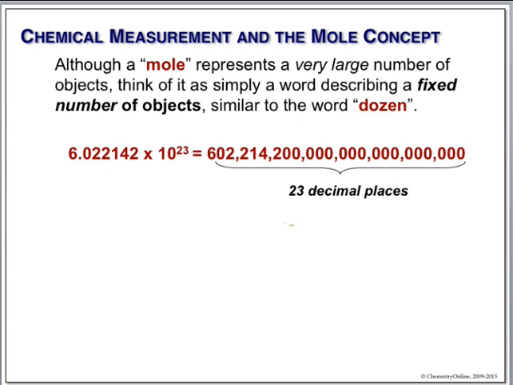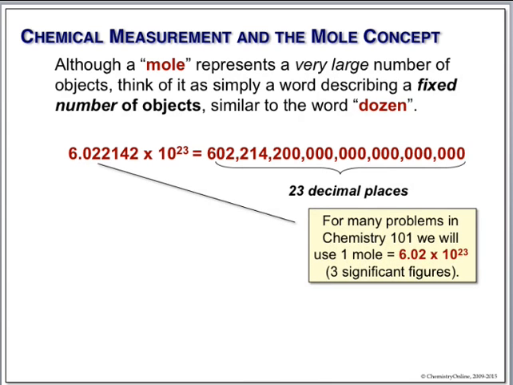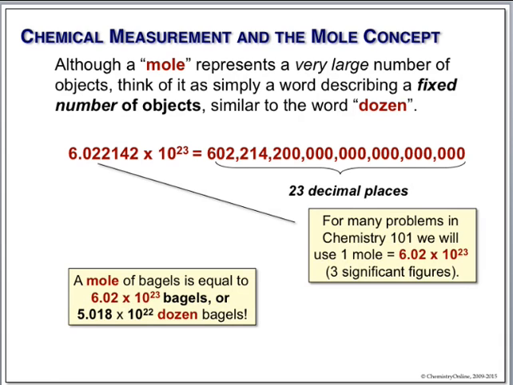This is the actual number, 6.02... Typically, we're only going to use 3 significant figures, 6.02 times 10 to the 23rd. Once again, it's a huge number. It's a strange concept at first, but just think about it as the word dozen. A mole simply represents a very large number. The word dozen simply represents 12, but they just represent a number.